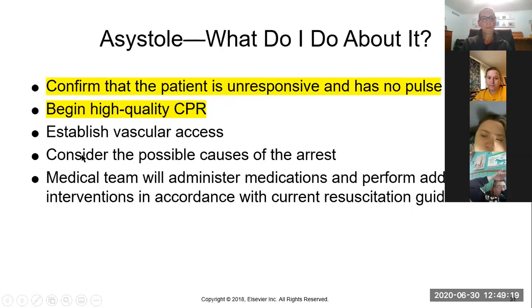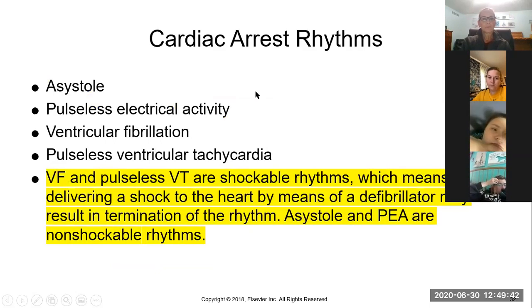All right. So what do you do about it? We already talked about this, but I thought we'd go over it a little bit. Confirm that the patient is unresponsive and your machine is working well and has no pulse, right? Begin high quality CPR. And then the medical team will assist in giving medications and all that stuff. But you would start CPR as the answer to that. So cardiac arrest rhythms: asystole, pulseless electrical activity, ventricle fibrillation, pulseless ventricle tachycardia. These are all rhythms where a person's going to go into cardiac arrest if not already, okay?